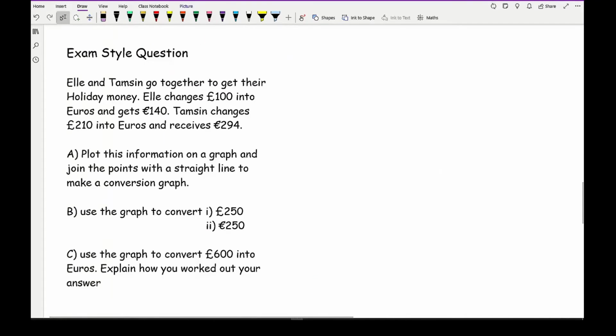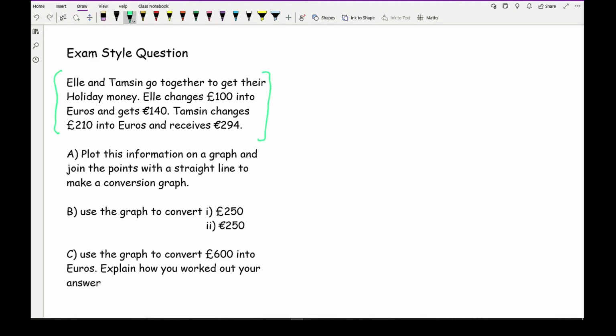So let's have a look at an exam style question. In this question it says that Elle and Tamsin go together to get their holiday money. Elle changes £100 into euros and gets 140 euros, and Tamsin changes £210 into euros and receives 294 euros. Now the first part says plot this information on a graph and join the points with a straight line to make a conversion graph.